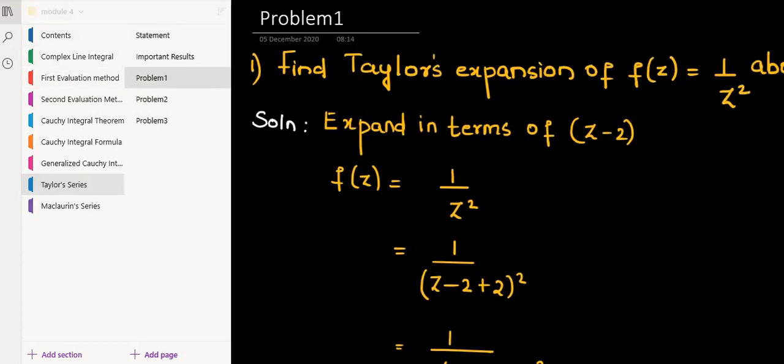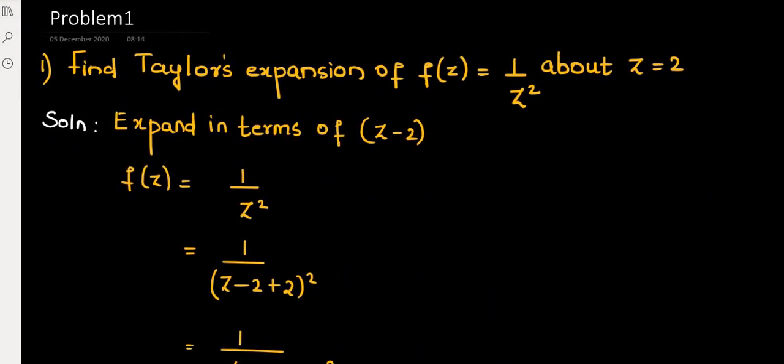Now let us discuss some few problems. Find the Taylor series expansion of f(z) = 1/z^2 about the point z = 2. We have to expand this function about this point, that is, the expansion contains terms of the form z - 2. Now I have rewritten the given function 1/z^2 as 1/(z - 2 + 2)^2, that is adding and subtracting 2 in the denominator because we need the expansion in terms of z - 2.